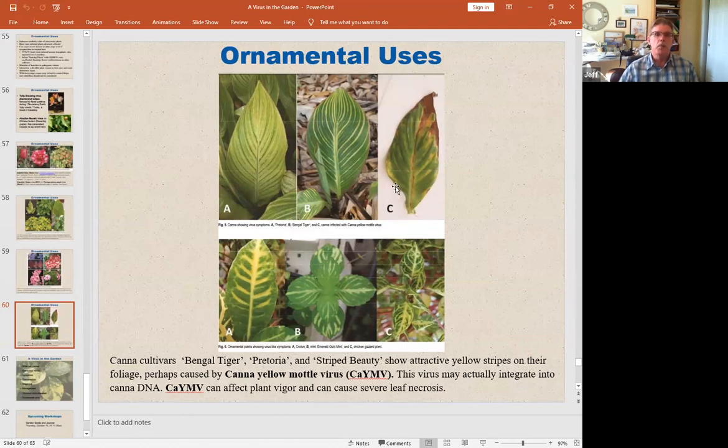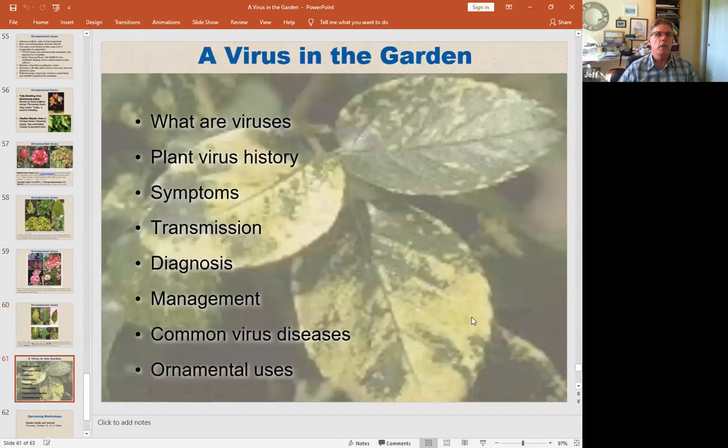Here's what happens sometimes though. Some of these viruses reduce growth. It causes necrosis or browning in the margins of leaves. This virus can actually integrate into the canna lily DNA. So it becomes part of the plant. And that's a daunting prospect. So this reaches the end, and you may be relieved and never want to see a virus symptom again.